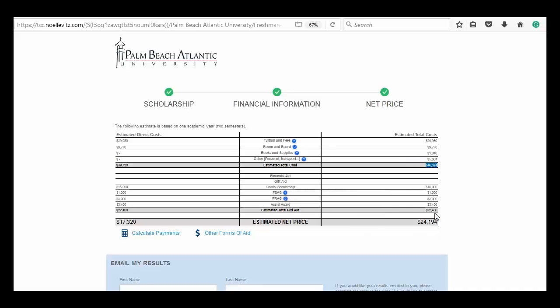So the total aid would be $22,000, which would leave the net cost of attending this school per year at $24,194. Again, we haven't put need-based financial aid in there or Pell Grants or loans, but this is just a snapshot to help you and your family determine, is this an affordable option for me and my son or my daughter?